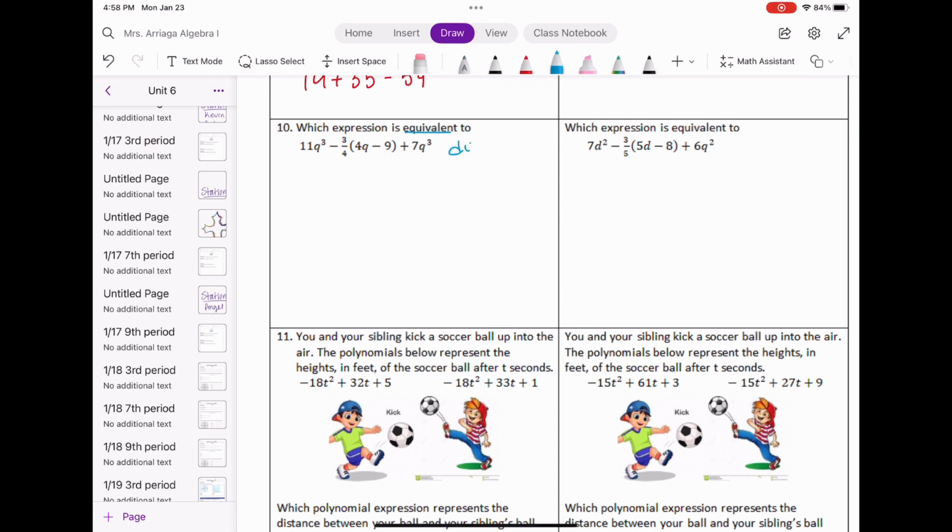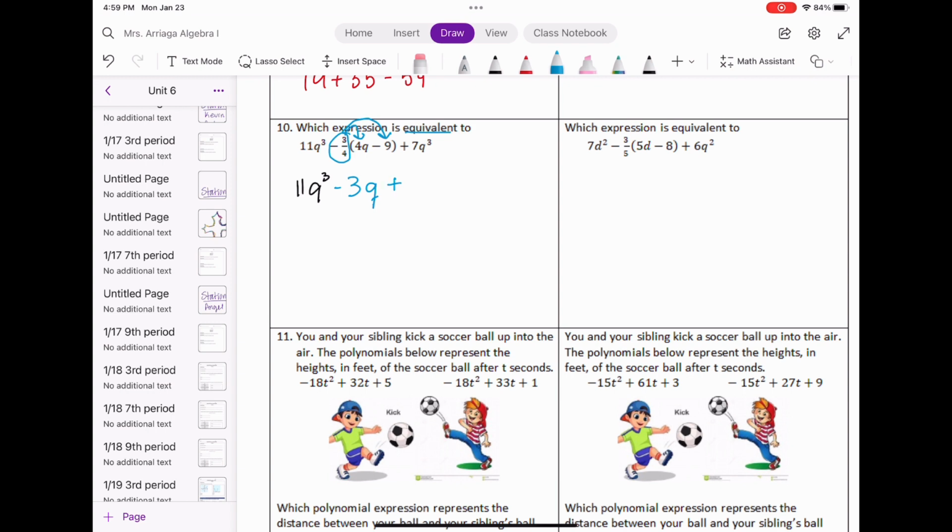So 10 is just asking what is the equivalent. So basically all you have to do is distribute and simplify. So first, let's distribute that negative 3 over 4. So we distribute it to everything inside the parentheses. We give it to the 4q and to the negative 9. So a negative 3 over 4 times 4, the 4's cancel, and we are left with negative 3. And we write that 1q.